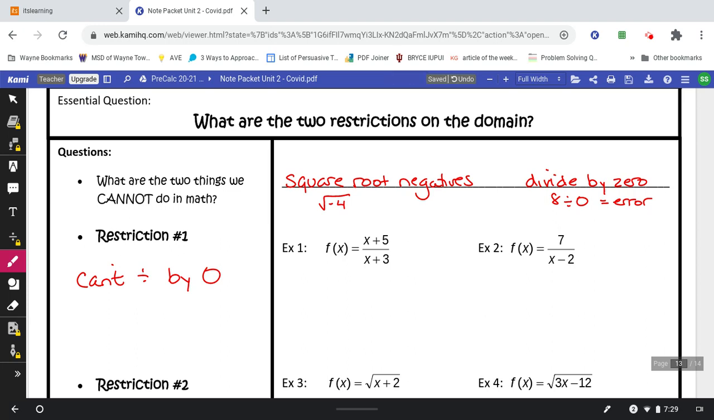And when we're talking about dividing by 0 in a math problem, we don't use a division sign anymore. We use a fraction bar. So we have to make sure that in the level of math that we are working on, that our denominator is not equal to 0. Because if the denominator is 0, that means you are dividing by 0. So on example 1 and 2, we have a denominator, we have a fraction. So what we need to do is go through and make sure that our denominator is not 0.